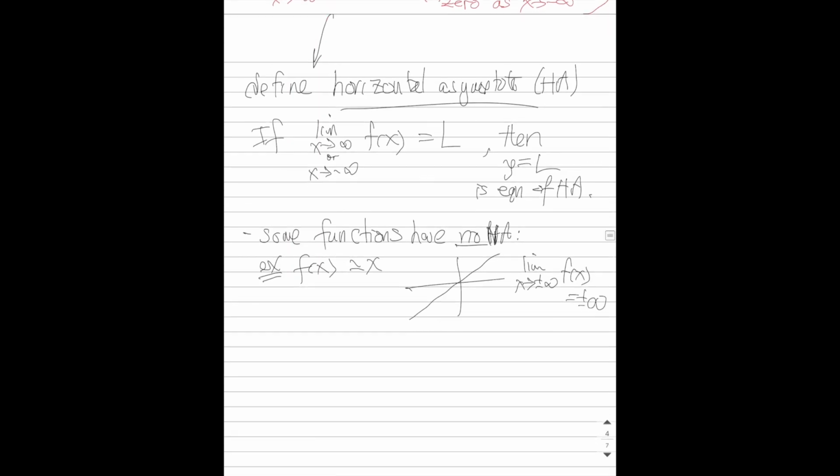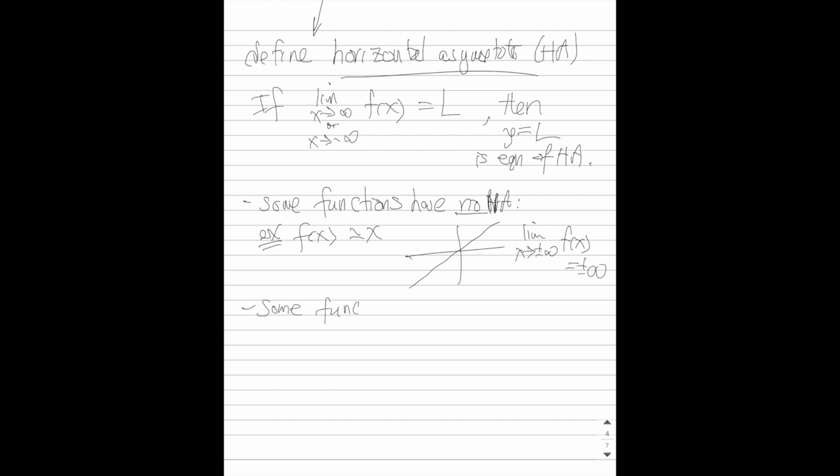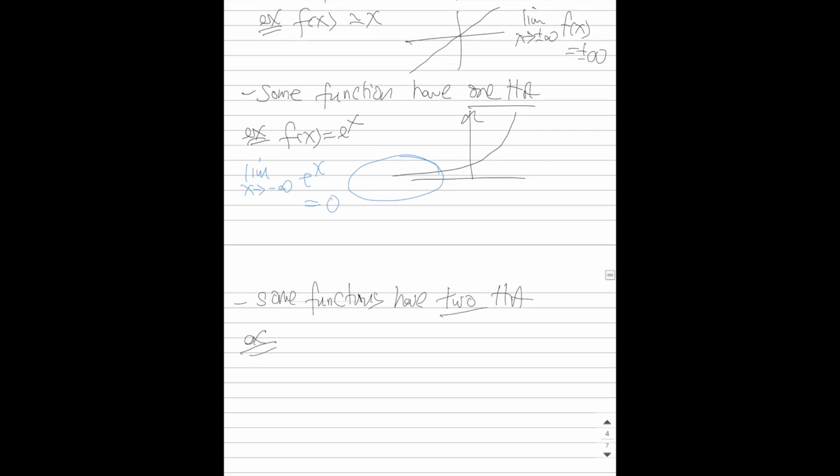Some functions have one horizontal asymptote. We just talked about f of x equals e to the x. This function has one right here. And the reason it has one is because the limit as I go to negative infinity gets closer and closer to some number. But there are also some functions that have more than one. Some functions have two horizontal asymptotes. You say, what? How can a function have two horizontal asymptotes?